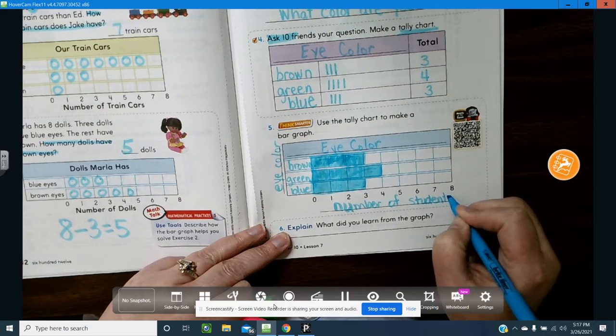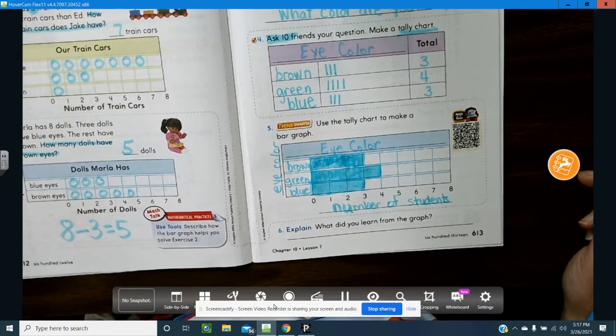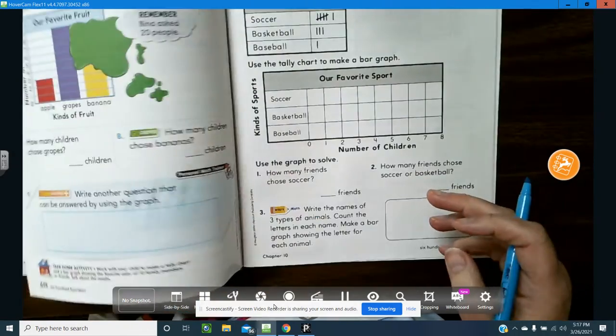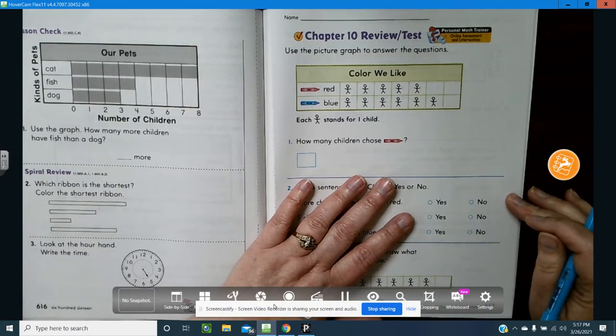This would be the number of students going across this way. All right. On the next few pages, you're going to practice on your own. And then, boys and girls, Miss Hufford's going to go over this Chapter 10 review test with you.